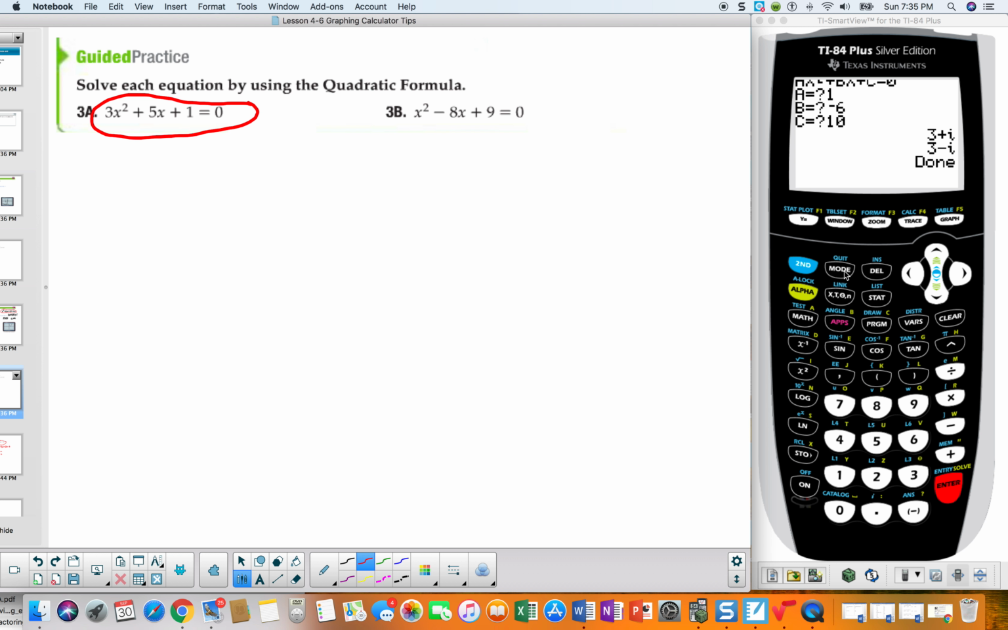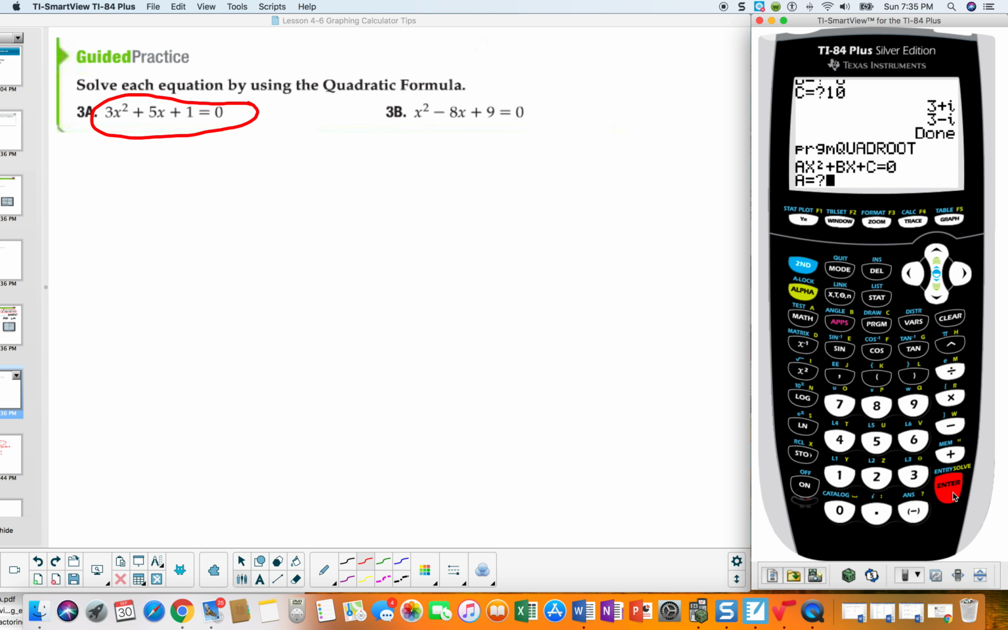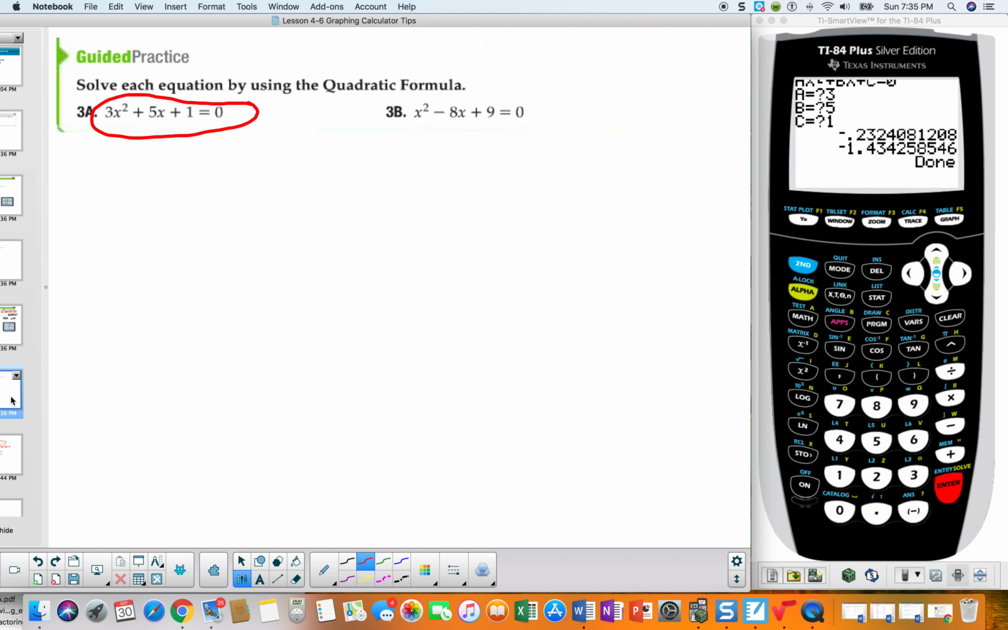Let's go to the next problem. Let's press enter again, so it'll just run the program again. And our a is 3, enter, 5, enter, 1, enter. Now, these aren't imaginary answers. These are irrational answers that we just round to the nearest tenth or hundredth, whatever I give you. So this program will run and find roots whether they're real or imaginary.